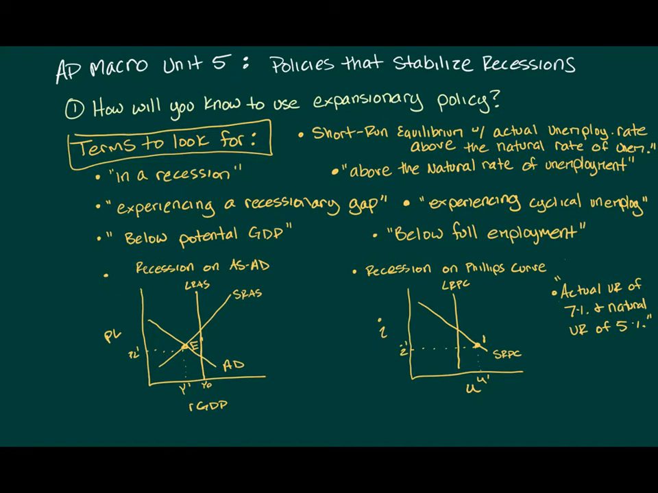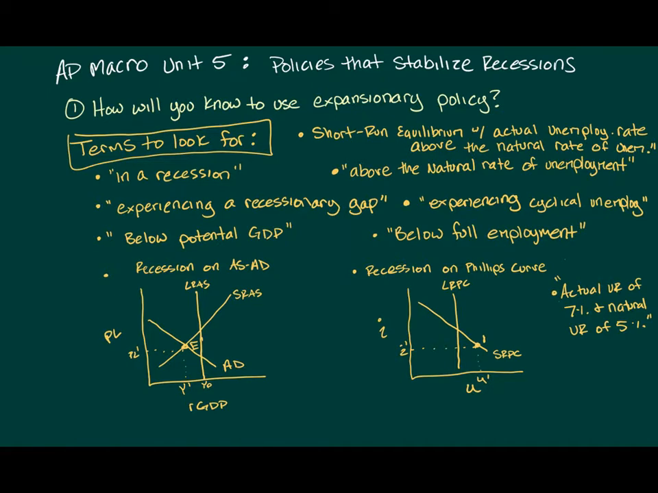So other ways that I've seen this particular question posed, they'll say that the economy is experiencing a recessionary gap. That's almost as good as just telling them it's in a recession. They'll very often say that the economy is producing at a level below potential GDP. Sometimes, especially on the multiple choice, there will be a graph, in this case the aggregate supply, aggregate demand graph, showing a recession. So here's what a recession looks like.